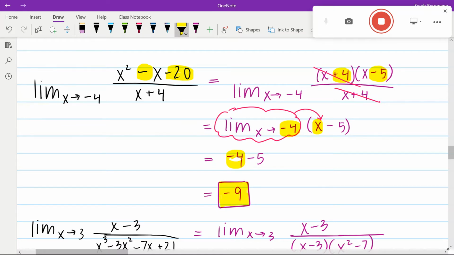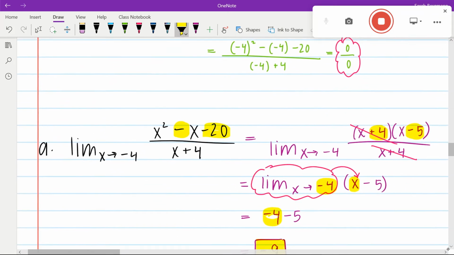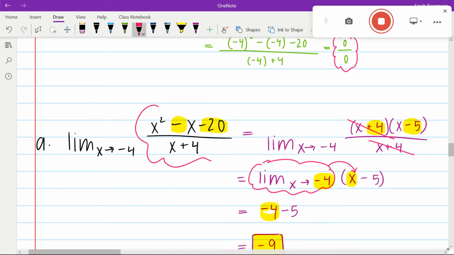And you could double check that on your calculator. When you double check it, you want to type in the original function to your y equals screen, and then see what is the y value approaching as x is approaching negative 4. Remember, you can also look at your table.